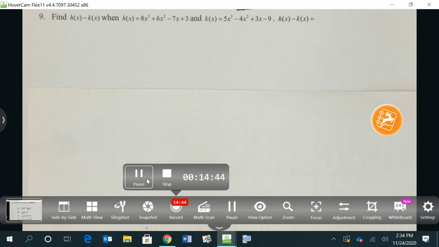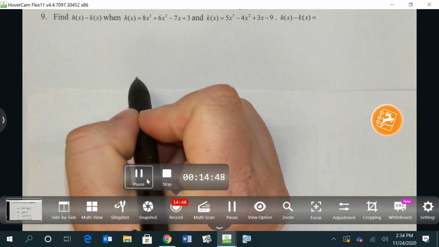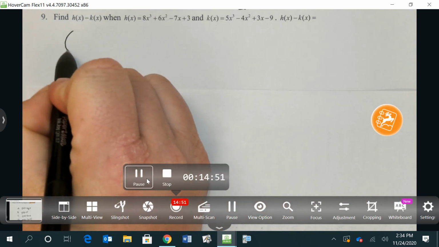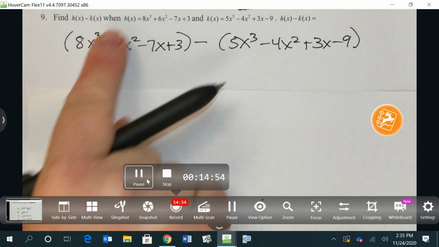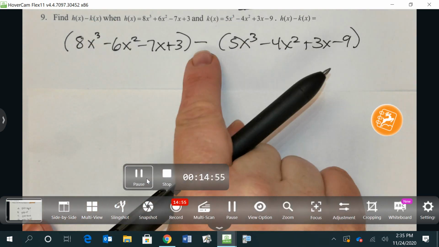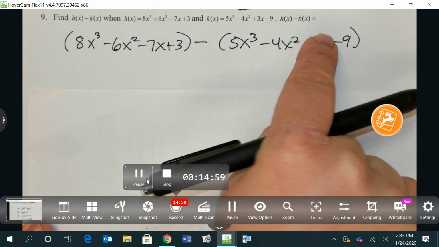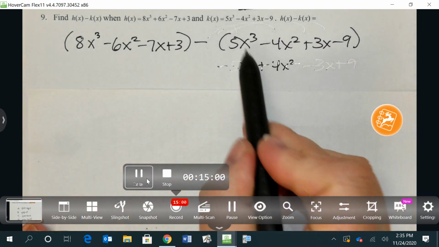find h of x subtract k of x when we're given the actual equations. So there's a couple different ways to do this. I'm going to put it in parentheses and write down h of x and k of x, and now I'm going to distribute the negative to everything that is, everything changes sign.